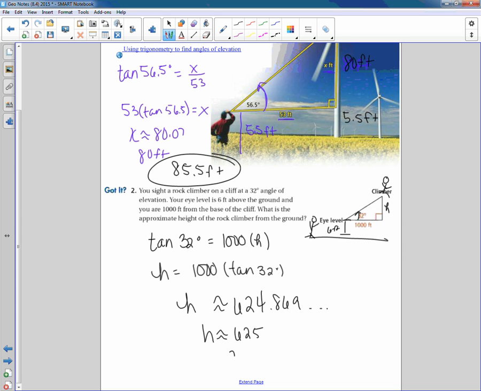So the climber is 625 feet plus 6 feet. So the climber is about 631 feet above the ground. So again, we just need to make sure we remember to add that distance above the ground to eye level in order to get the accurate measurement for that.